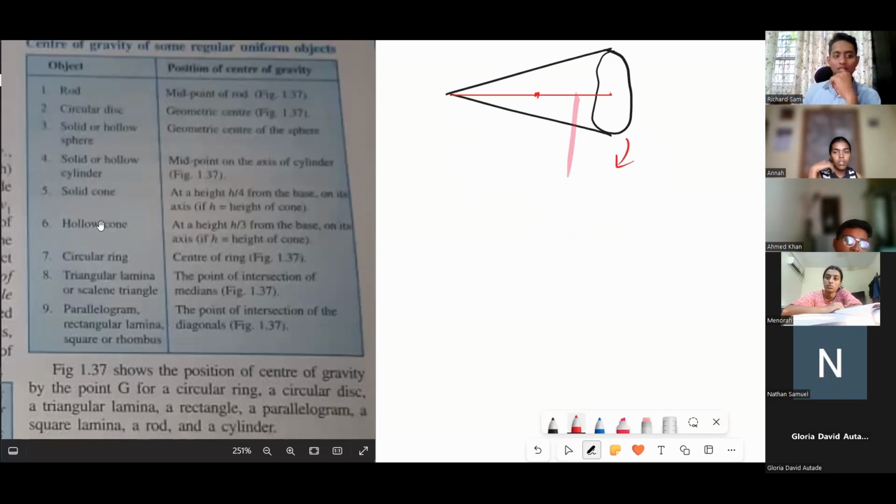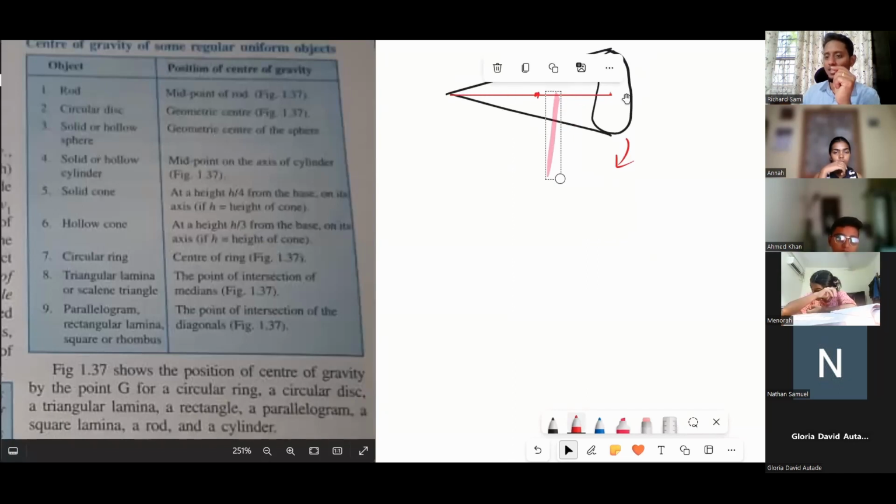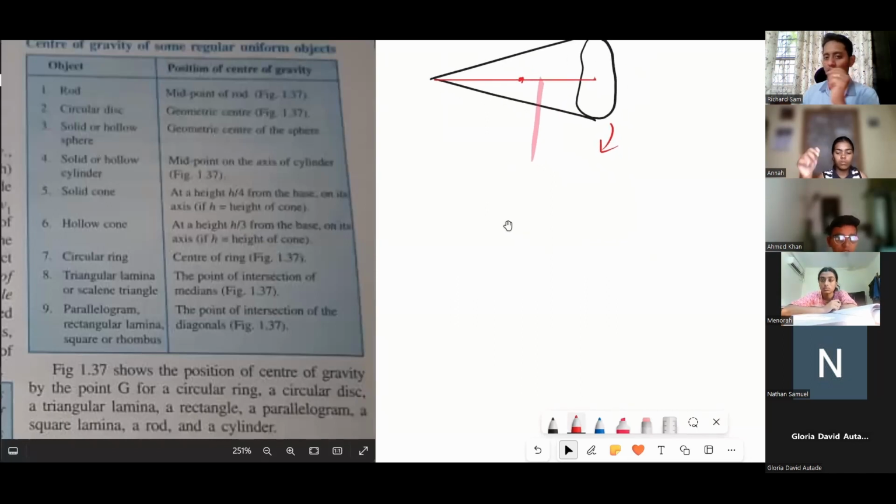Okay. Then they checked for a hollow cone. Hollow means it's empty in the center, like a cone ice cream. Now, for a hollow cone, it's not very heavy on the right side because it's hollow here, right? So then they noticed that the center of gravity is a little more towards the center. It is at h divided by 3. You take the whole height and divide it by 3. That's where the center of gravity is.